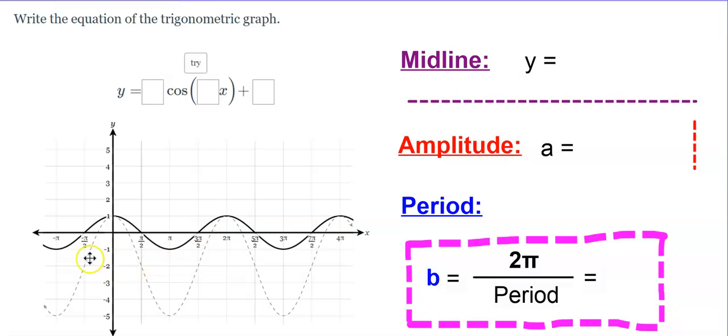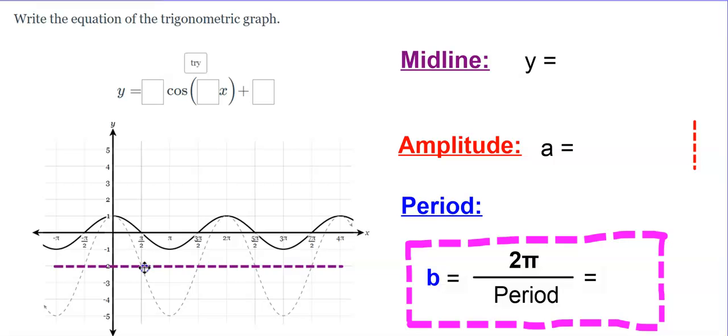Now to identify the midline for the dotted line, which is what we're trying to get to, we just have to find the midpoint, which is right here. And this happens to cross the y-axis at -2. So my answer for this is -2. Now the amplitude again is from the midline to the max or min. So I'm going to go from midline to here or midline to here. Make sure that's equal distance, which it is, and the amplitude is 1, 2, 3. So this is going to give me 3.